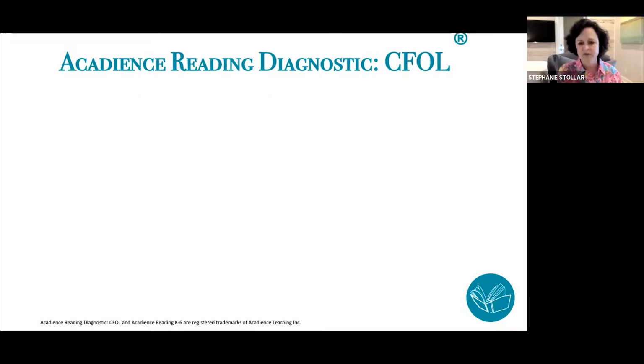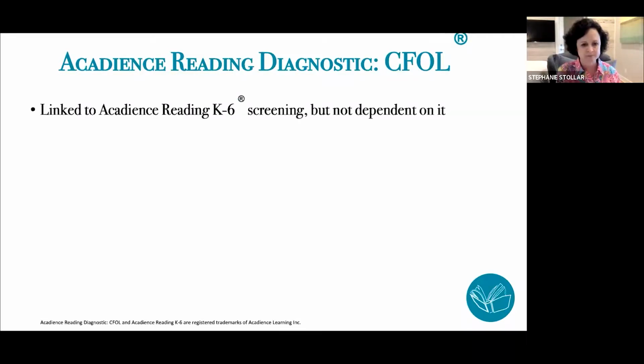So as I mentioned, I'm going to share with you an example of a tool that would fit for this kind of diagnostic assessment, like student C, if you have a scenario like this. And it's called the Acadience Reading Diagnostic of Comprehension, Fluency, and Oral Language, or CFOL. It is linked to the Acadience Reading Screening Assessment for K-6, but you can use any screening assessment and still use CFOL as your diagnostic.